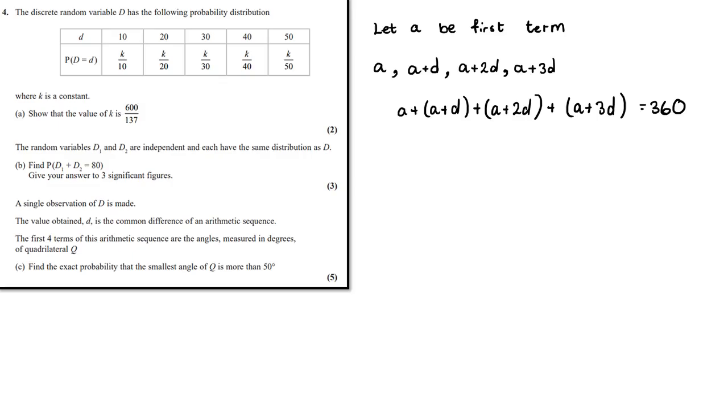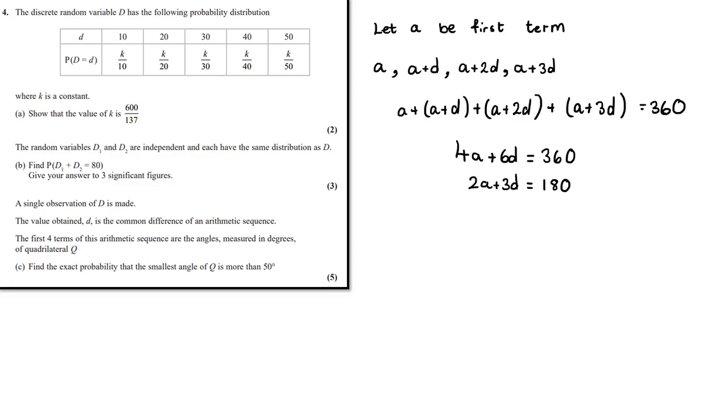Okay, so we simplify the left hand side here. I've got A plus A plus A plus A, so that gives me 4A. I've got D plus 2D, which is 3D, plus another 3D gives me 6D. So 4A plus 6D is equal to 360. And we can simplify this. If I divide the left hand side and the right hand side by 2, I get 2A plus 3D is equal to 180. Okay.